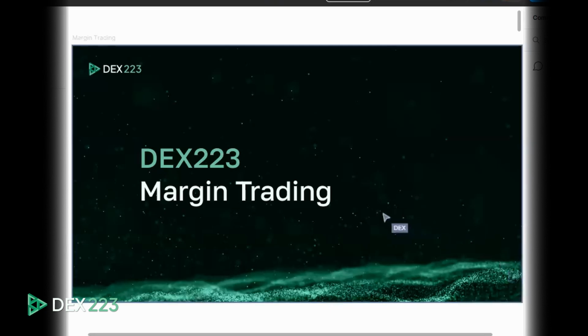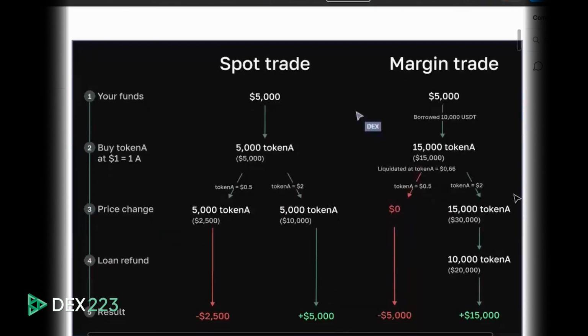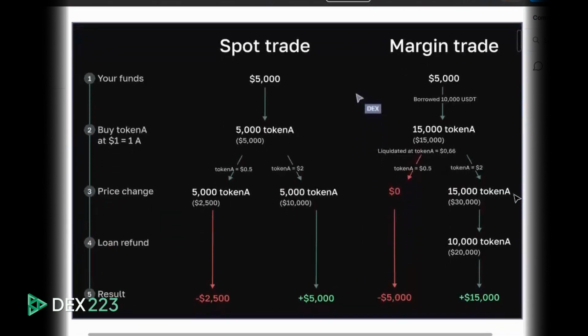So let's start by discussing the basics of trades. Here you can see spot trading and margin trading tables. There are basically two types of trading in crypto: the spot trading and the margin trading.